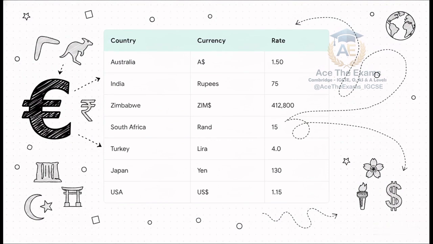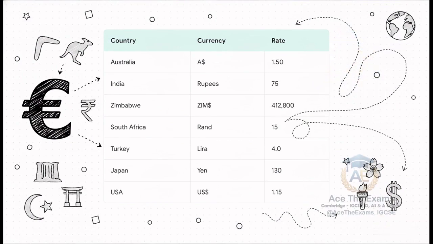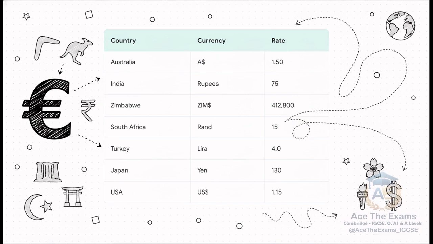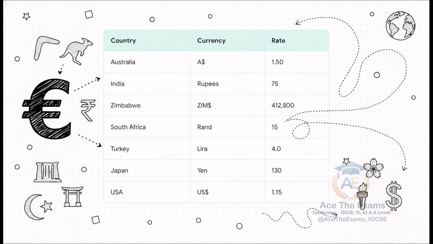Now, look at the sheer scale of the differences here. We're using the euro as our baseline. A single euro? It gets you about $1.5 Australian dollars, or $1.15 in the US. But then, look at Zimbabwe. That exact same single euro translates to a staggering 412,800 Zimbabwean dollars. No way, right? Or jump over to Japan, where it's 130 yen. These aren't just fun trivia facts. They literally dictate global economics, trade, and even your travel budget.